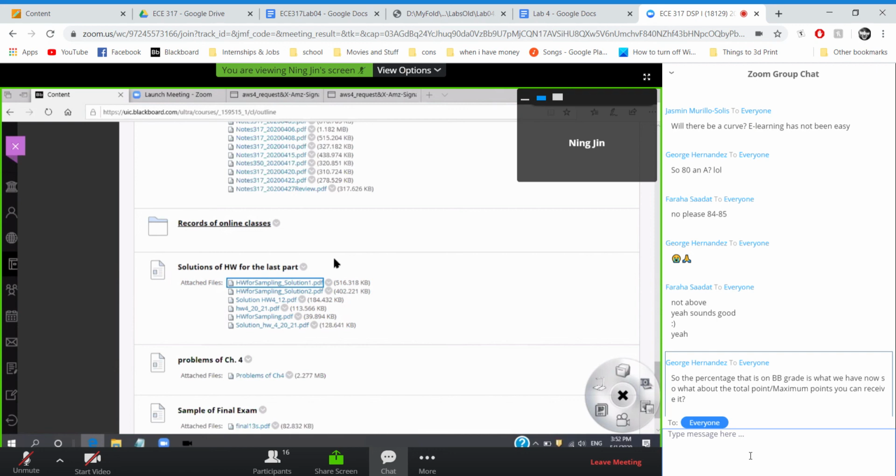The percentage that is on the Blackboard grade is what we have now. The weighted total: you have 30 more for your weighted total. That 30 is coming from the final exam.